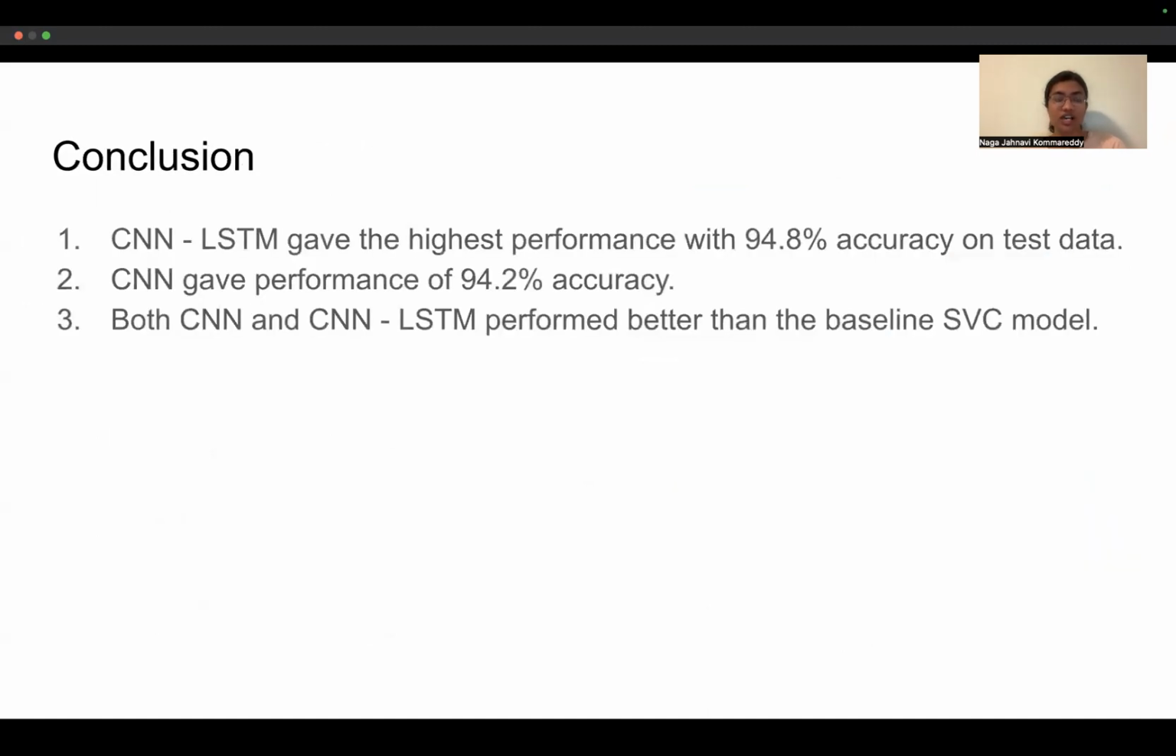So the conclusion is that the convolutional neural network and convolutional LSTM had performed better than the baseline SVC model, with CNN and LSTM having the highest performance with 94.8% accuracy on the test data, and the convolutional neural network having performance of 94.2% accuracy.